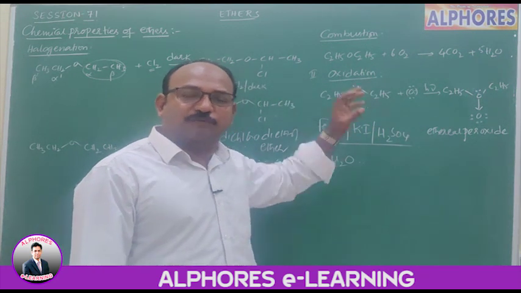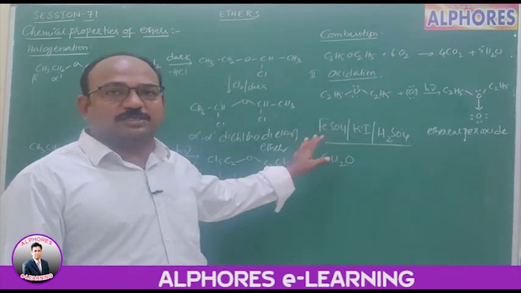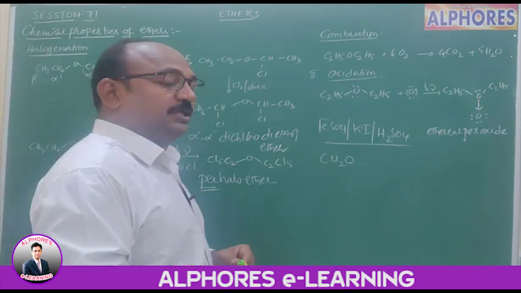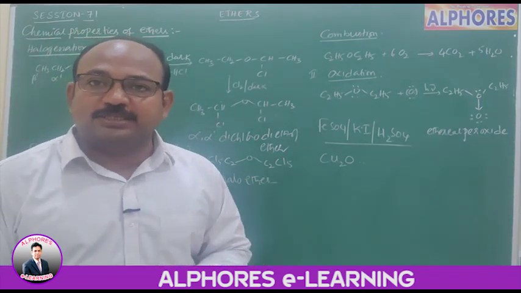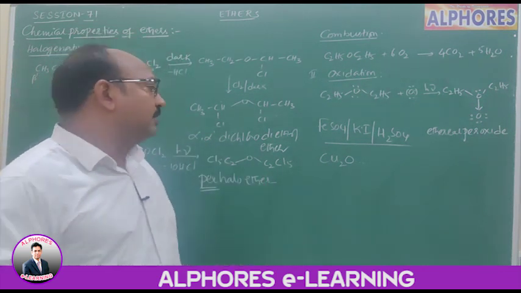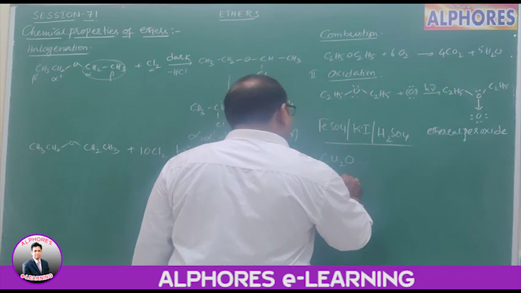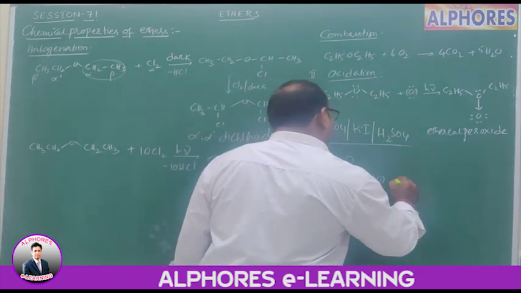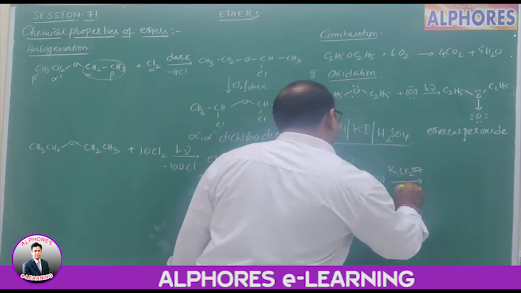I am repeating, to prevent formation of ethyl peroxide, we use cuprous oxide, Cu2O. And if it is once formed, in order to remove that oxygen, to convert that explosive ethyl peroxide into diethyl ether, we have to use ferrous sulfate solution, KI or H2SO4. For prevention of formation of ethyl peroxide, we have to use cuprous oxide.